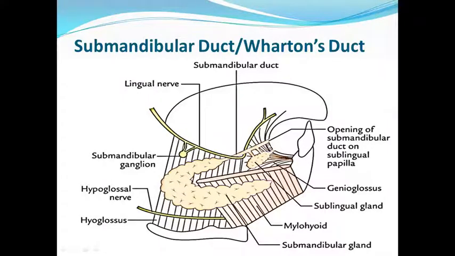It opens at the floor of the mouth on the summit of the sublingual papilla. This is the sublingual papilla, basically at the sides of the frenulum of the tongue. This is the tongue, and this is the frenulum of the tongue, and on both sides of this frenulum, at the summit of the sublingual papilla, the Wharton's duct will open.